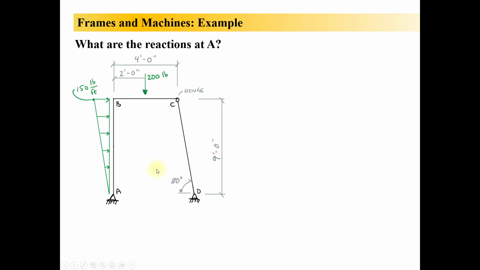The dimensions are shown. We have a triangular distributed load here, starting at 0 and ending at 150 pounds per foot up at the top. This height is 9 feet for both sides. And then we have a downward force of 200 pounds at the mid-span of this portion here, BC, which is 4 feet wide. What are the reactions at A? I want to know what the reactions are over here.